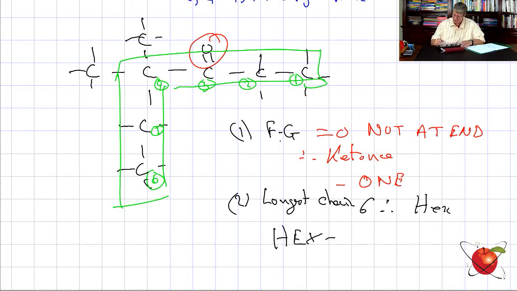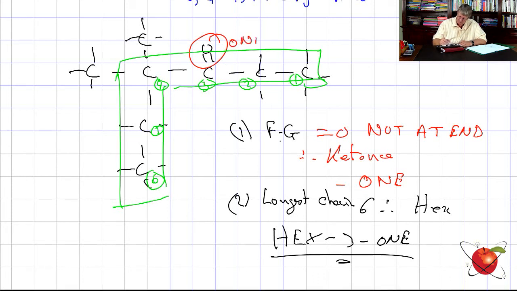And where is it? 3-one. Okay? Always when you've got a ketone, your oxygen double bond O is not at the end. It's in the middle, so you must tell me where it is. Remember the alcohols, they could be in the middle. You've got to tell them where it is. So this tells me where my one actually is. Remember, this here is the one.